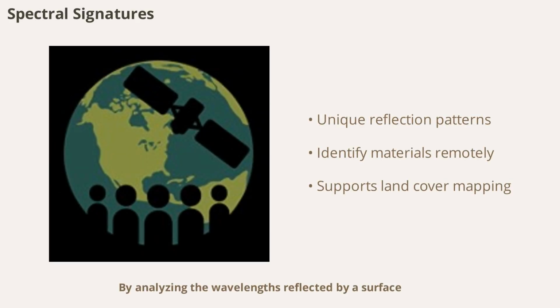Different materials on Earth reflect and absorb electromagnetic radiation in unique ways. By analyzing the wavelengths reflected by a surface, sensors can identify the type of material. This is called a spectral signature. For example, healthy vegetation, water, and soil each have distinct spectral signatures. By comparing reflectance data across different wavelengths, scientists can map land cover, monitor crop health, and detect environmental changes with remarkable precision.